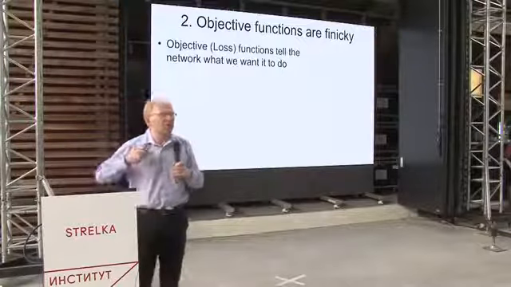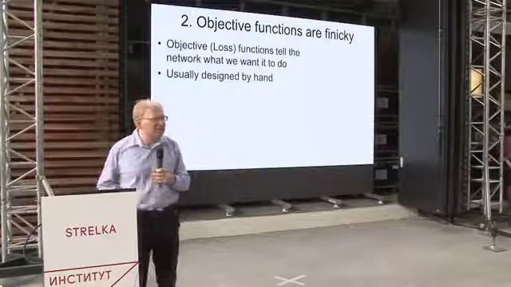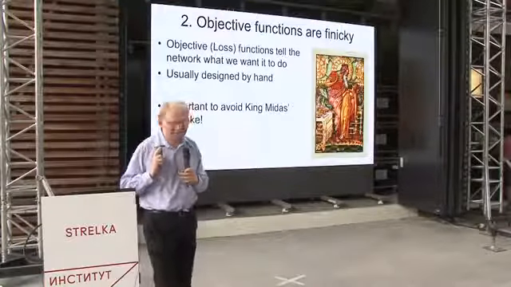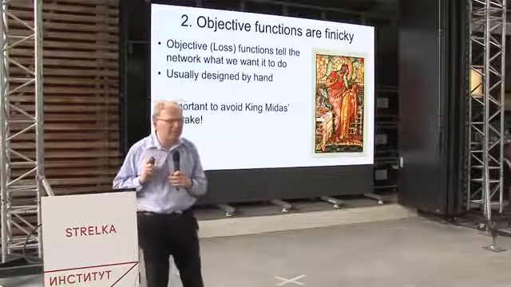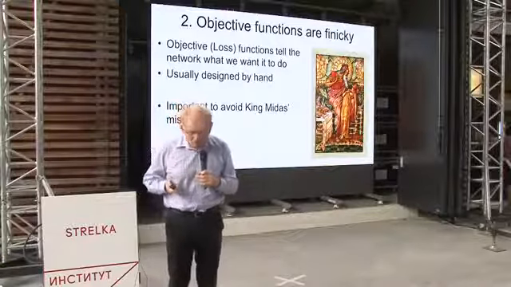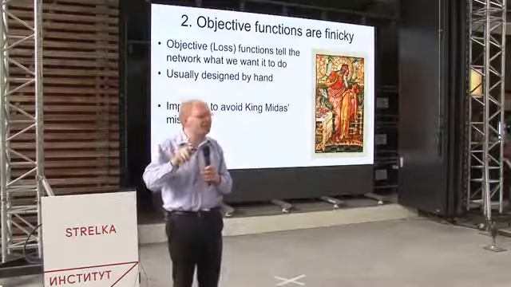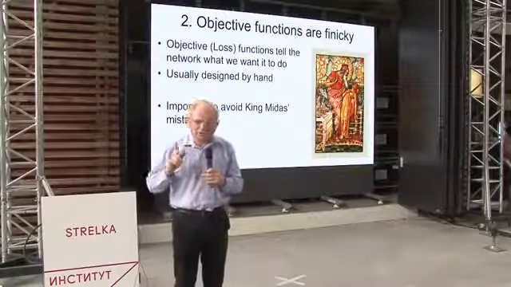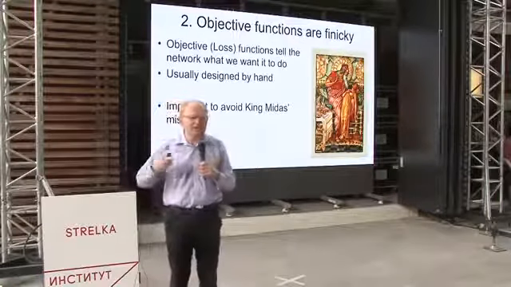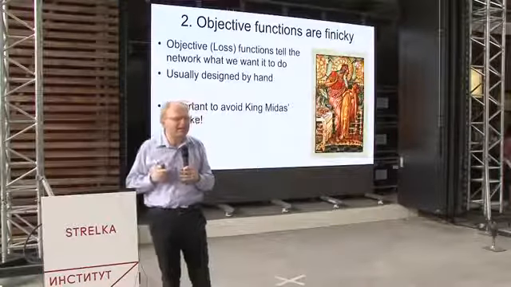Objective functions, of course, are what you want the network to do. And usually they're designed by hand. And here, it's important to avoid the mistake of King Midas. If you remember your Greek mythology, King Midas, he wanted to optimize getting lots of money. And so his loss function was, make everything I touch turn into gold. So it turned out this was not a very good loss function because he couldn't eat, he killed his wife by touching her. And so, it didn't end up well.